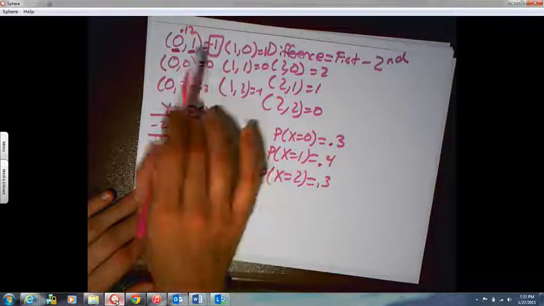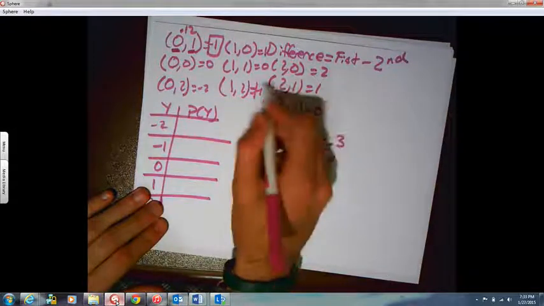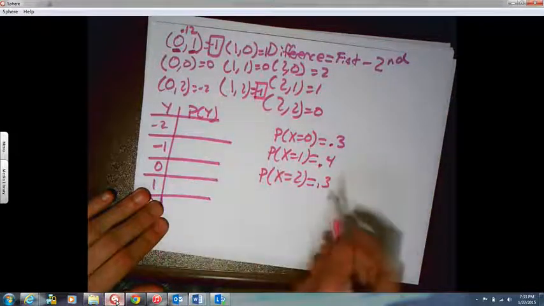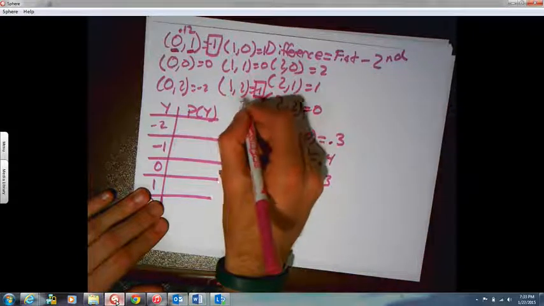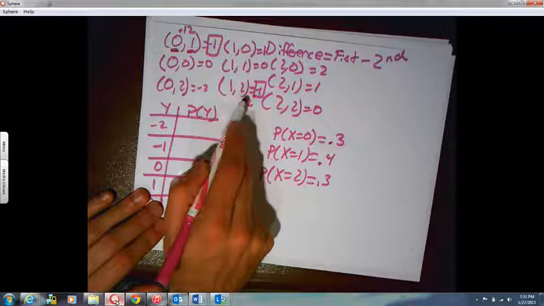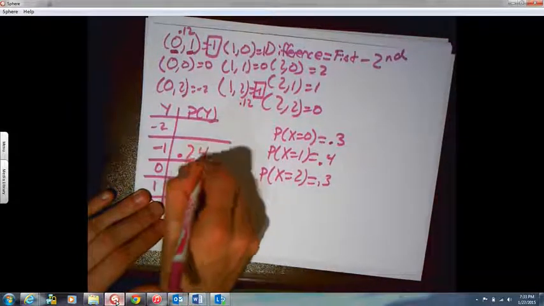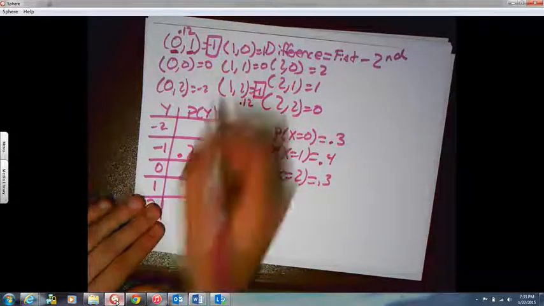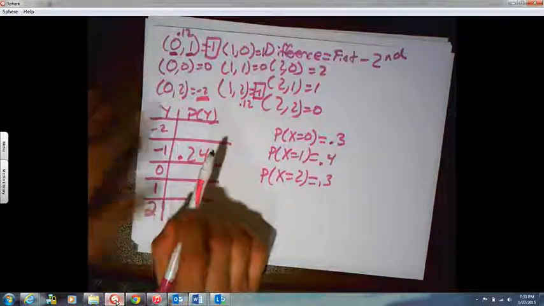Negative 1 could also be gotten from here. It's the probability of a 1 and a 2. This is also 0.12. So the probability of getting a negative 1, which is either this or this, is 0.24. Probability of a negative 2, that's right here. Negative 2 is a 0 and a 2, that's 0.09.